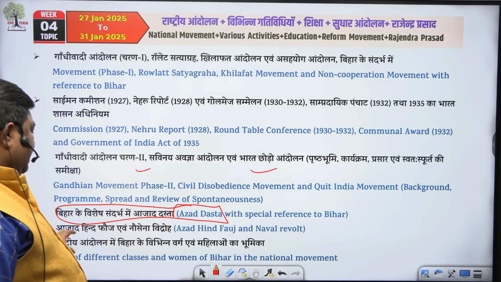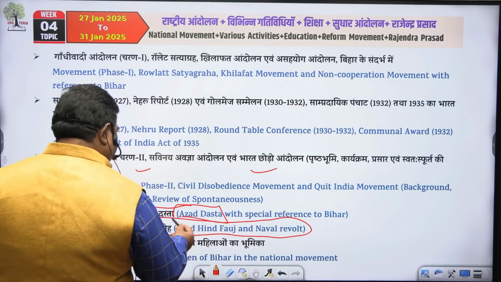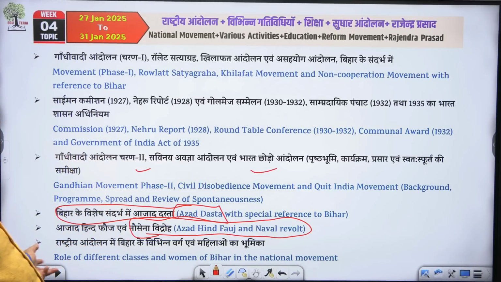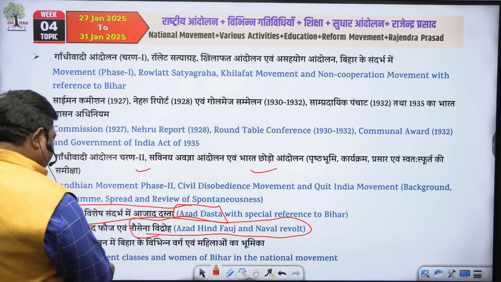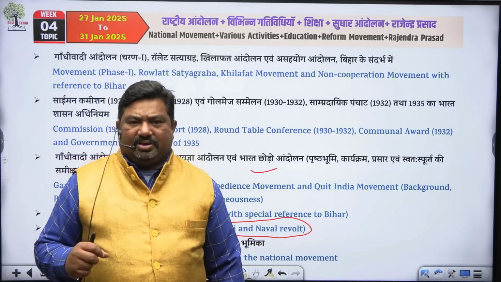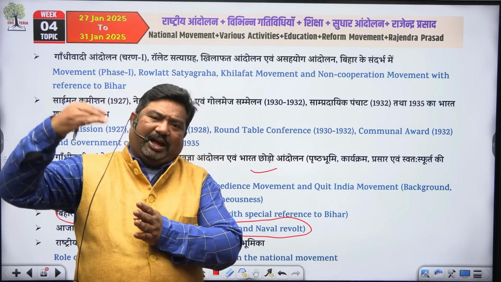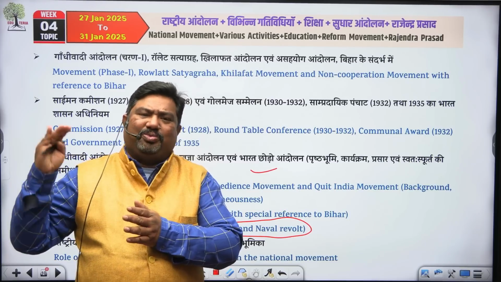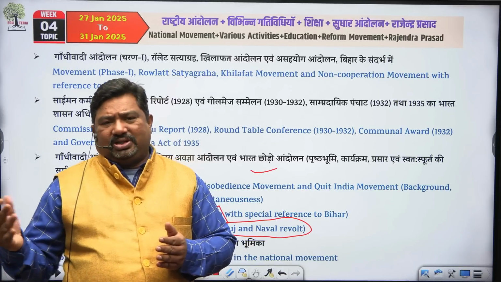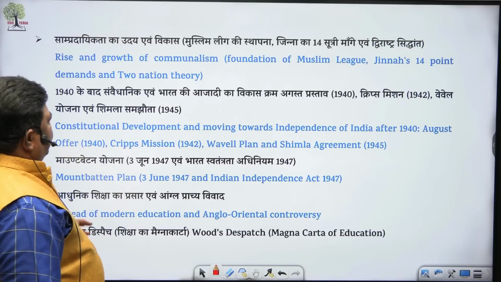And then Azad Hind Fauj and the Royal Indian Navy revolt, this is the main course history, a very popular revolt, right? Then the role of different classes, especially Dalits and women, in the Bihar national movement, right? That we have to see, as the legacy from whatever main course events happened, NCM, CDM, whatever movement happened, and what was the role of Jagjivan Ram, Karpuri Thakur and Jaglal Chaudhary and different leaders, and how they contributed to the struggle, that we need to look at.